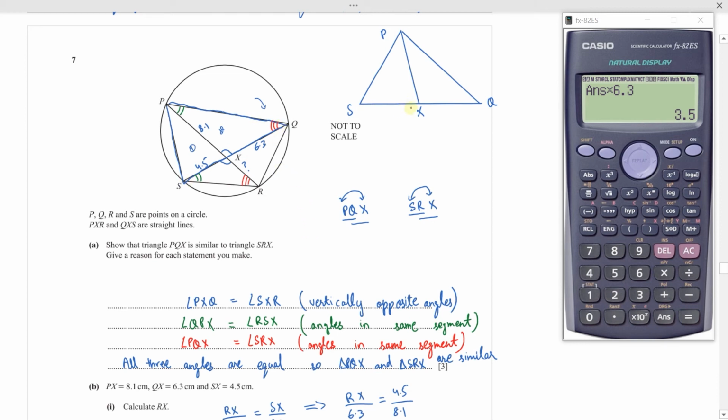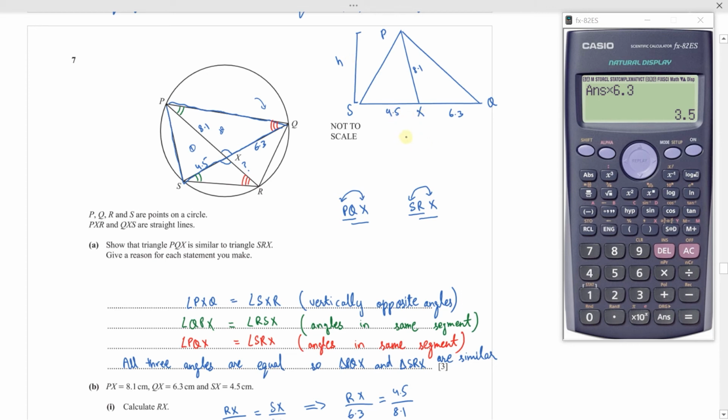And I know SX, this length is 4.5, XQ or QX is 6.3, and this side is 8.1. So I need to find the ratio of the areas of PSX and PXQ. So these two smaller inside triangles. If I look at these two triangles, they have the same perpendicular height, right? So this is my perpendicular height. Let's call this H. So both of these triangles PSX and PQX have this same height, H.